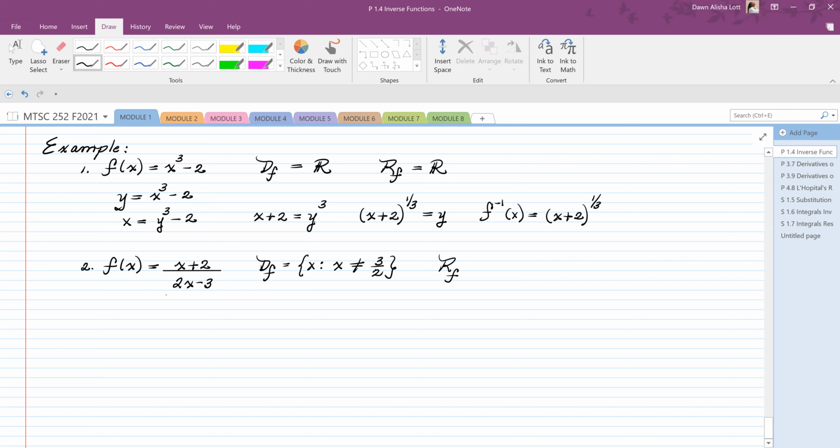Now the range is a hard one. The range you have to look at kind of in a sense, this is calc 2, right? So you have to look at the limit to see what happens as x gets big. And as x gets big, this thing goes to 1/2. So the range is the set of all y such that y is not equal to 1/2. So watch this. Y is equal to x plus 2 divided by 2x minus 3. So switch them. X is equal to y plus 2 divided by 2y minus 3.